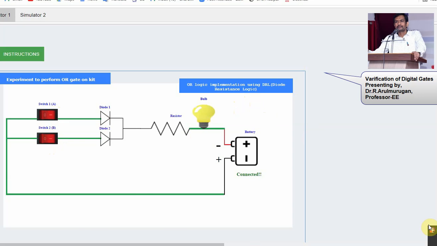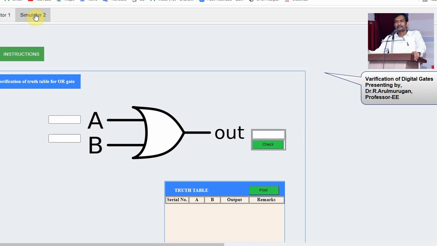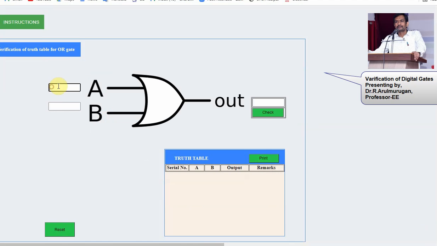Yes, sir. Okay, fine. Then next we go to the truth table. 0 0, what is the output? 0 or 1? 0. Then 0 1, the output is 0. If any one switch is on, the output is on.